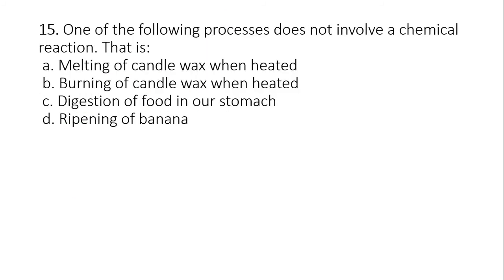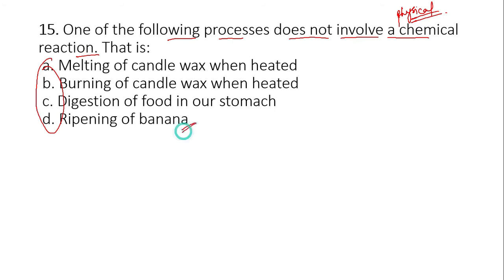Moving to question number 15. One of the following processes does not involve chemical reaction. They have given us 4 options. Out of these 4, we have to say which one is not a chemical process, instead that is a physical process. If something is not a chemical process, it should be a physical process. So we have to just find which one is the physical process. We'll start from option D.